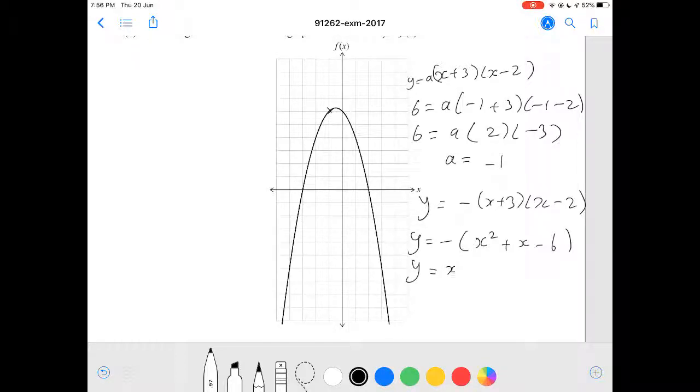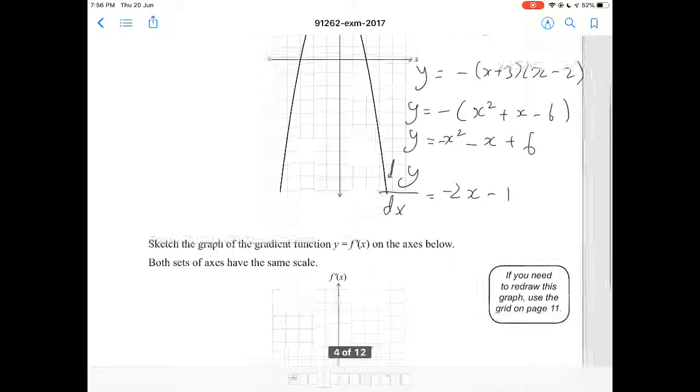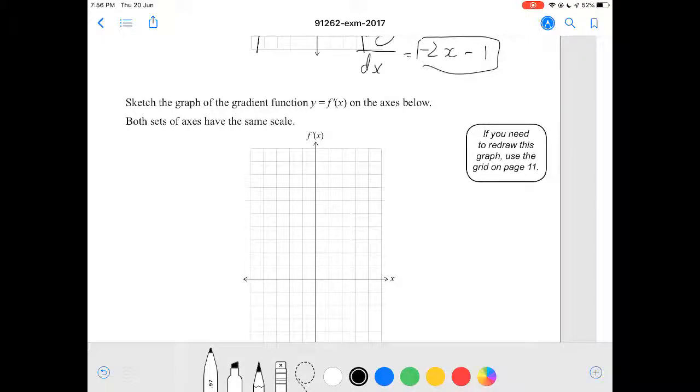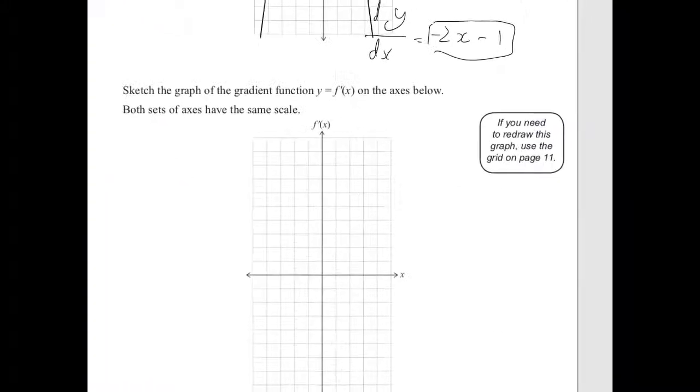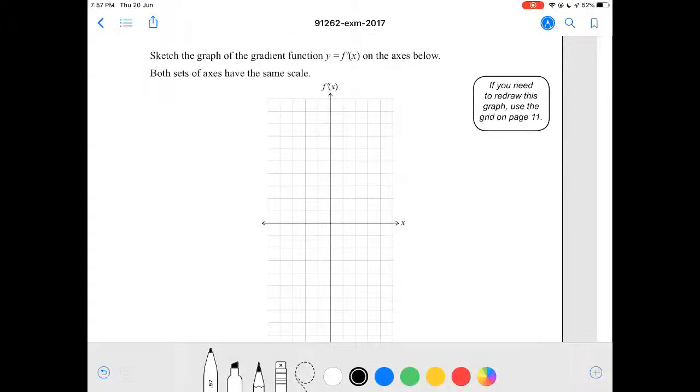So y equals negative x squared minus x plus 6, therefore dy over dx equals negative 2x minus 1. Okay, now we're going to plot this linear graph onto our set of axes below. So negative 2x minus 1 is our equation. So when x equals 0, y equals negative 1.